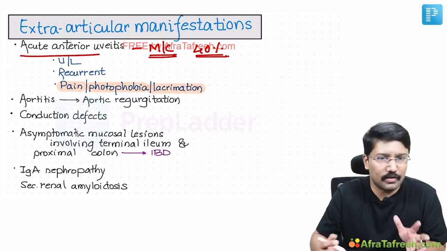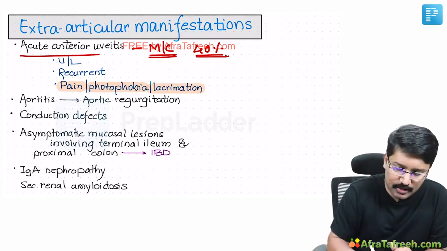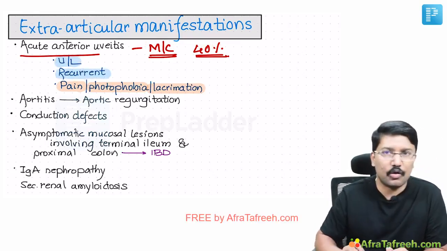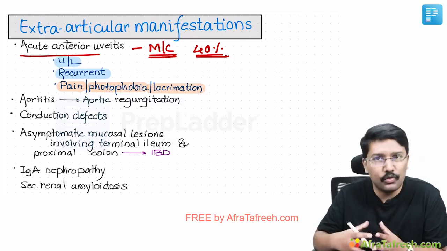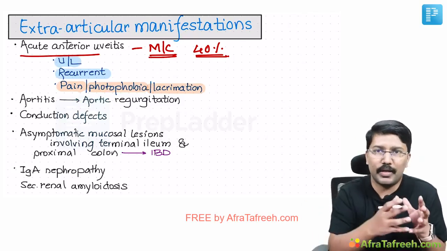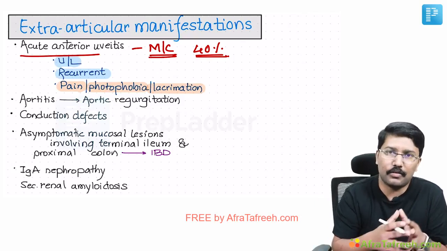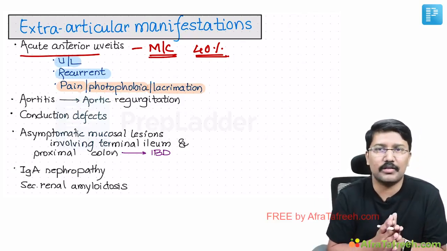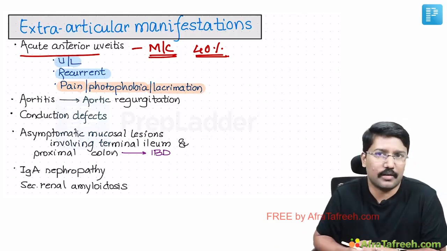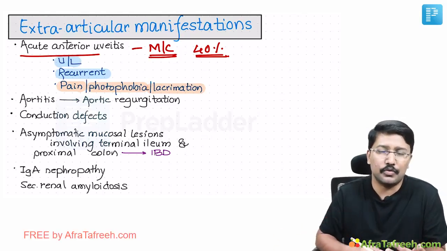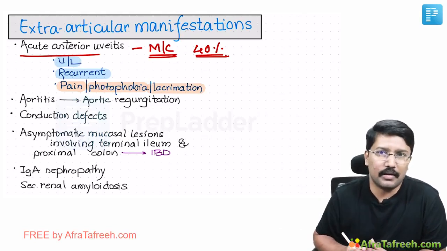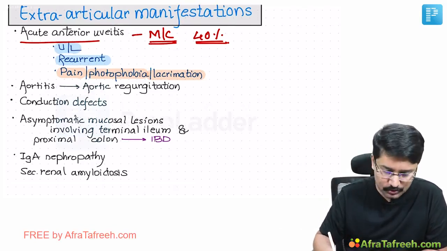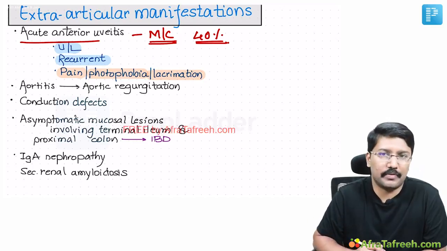And recurrence is quite known to occur, and recurrence is known to occur in the opposite eye. Like you have been diagnosed as having acute anterior uveitis in one eye, you treat them with topical steroids or if required systemic steroids, and then it recurs in the opposite eye, right? So recurrence is known, and recurrence is usually known to affect the unaffected eye. Okay, that is about the first and the most common extra-articular manifestation.